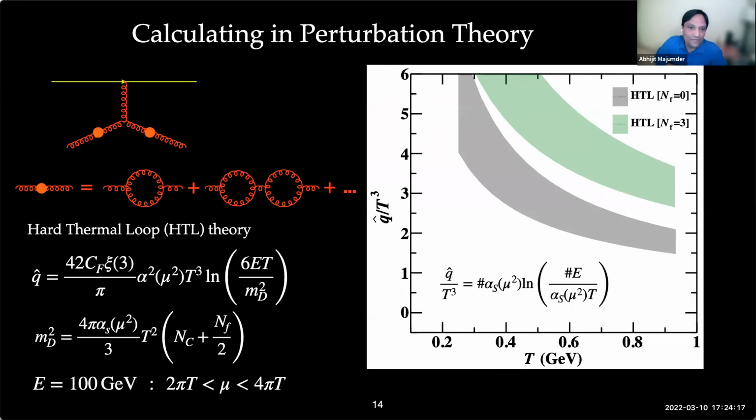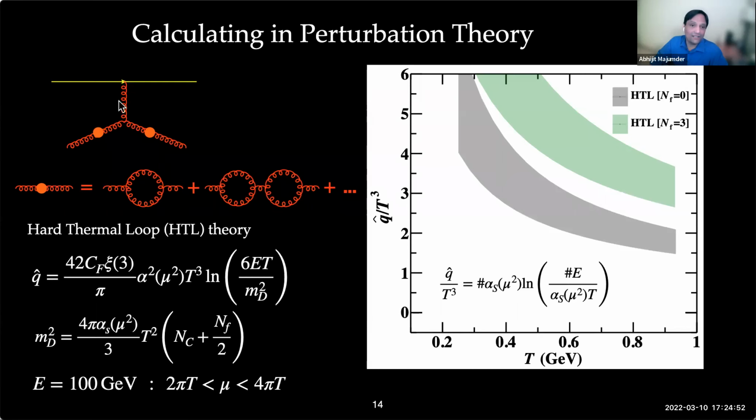So how do you get it? Even before any of the experiment starts, you can start trying to calculate it in hard thermal loop perturbation theory. Some example of that is on the slide. If you did calculate that, this is what it would roughly look like. It would go as alpha squared, since there are two couplings. It's dimensionally temperature cubed. That's what you expected.